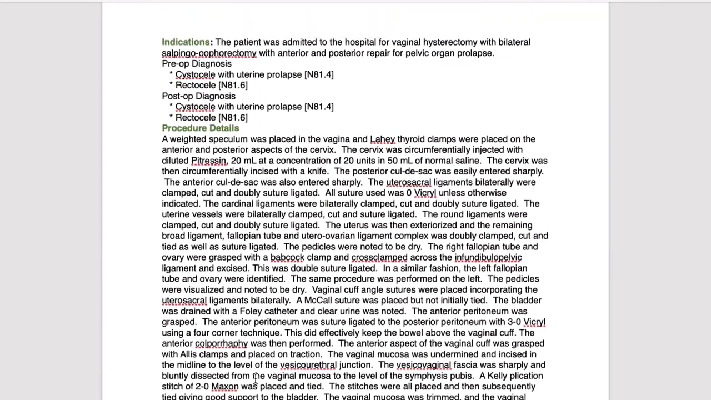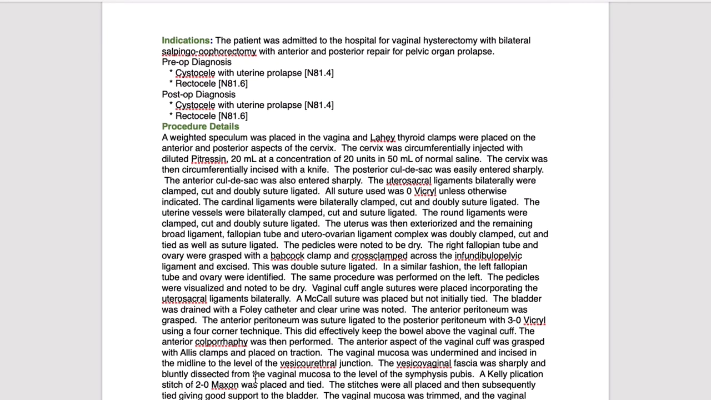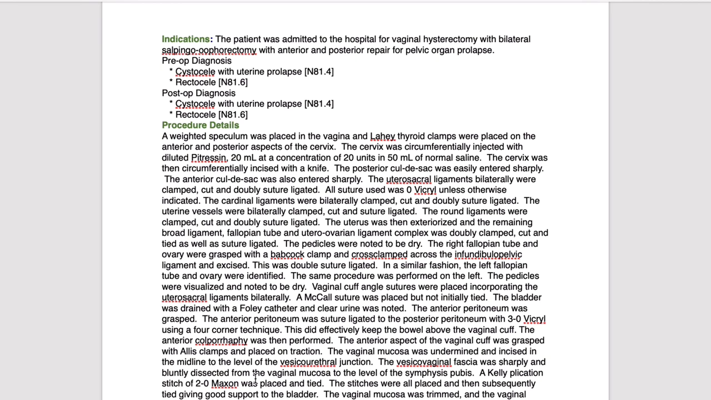So, looking at this one, patient is here for a vaginal hysterectomy with a bilateral salpingo-oophorectomy, meaning we're taking the tubes and the ovaries. And this is also going to be with an anterior and posterior repair for pelvic organ prolapse. We have our pre and post-op diagnosis code. We have a cystocele with uterine prolapse. And then we have a rectocele.